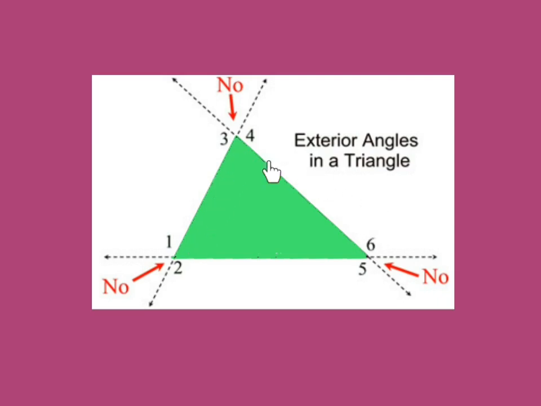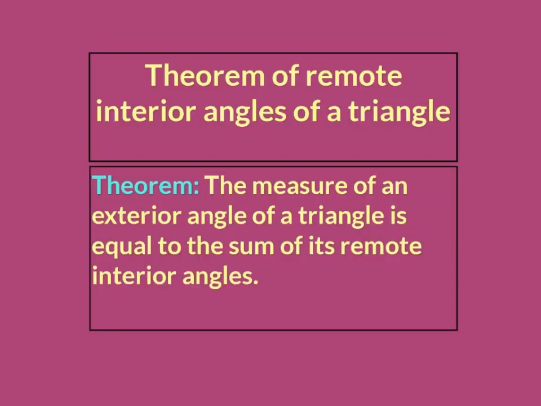Exterior angle and its remote interior angles. Means we'll move towards the theorem of remote interior angles of a triangle. We'll read the statement here again. The measure of an exterior angle of a triangle is equal to the sum of its remote interior angles. Now the first step to prove any theorem is to draw a proper diagram. Over here we have to draw one triangle and one exterior angle out of the 6 exterior angles.